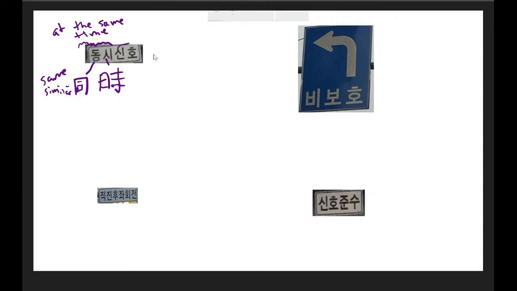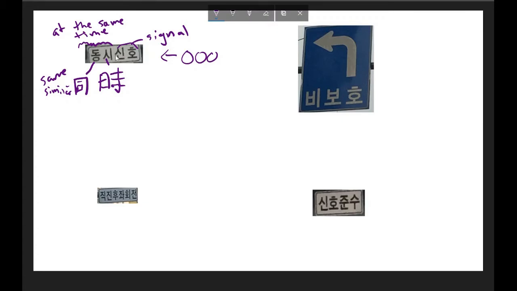Now, 신호 means signal, and specifically in this situation, it's the signal of a red light or a green light or a left-hand turn signal or something like that. So it could be this, or it could be just the green light, or it could be the red light. It doesn't really matter. Any of those would be called 신호 in Korean. Now, you can understand what this means.